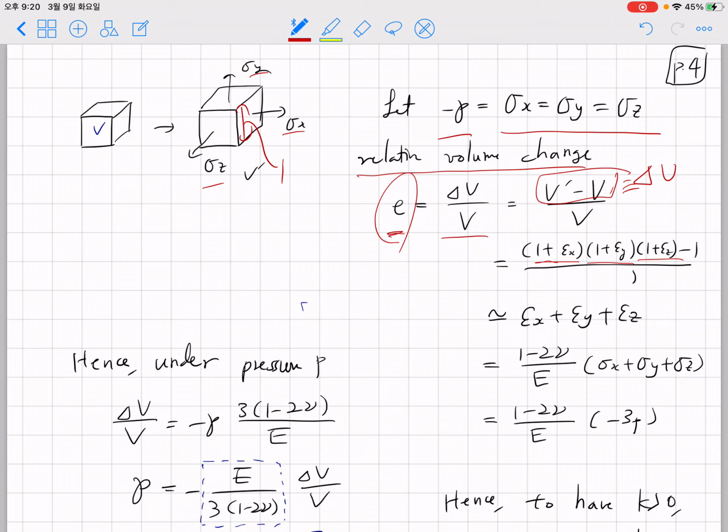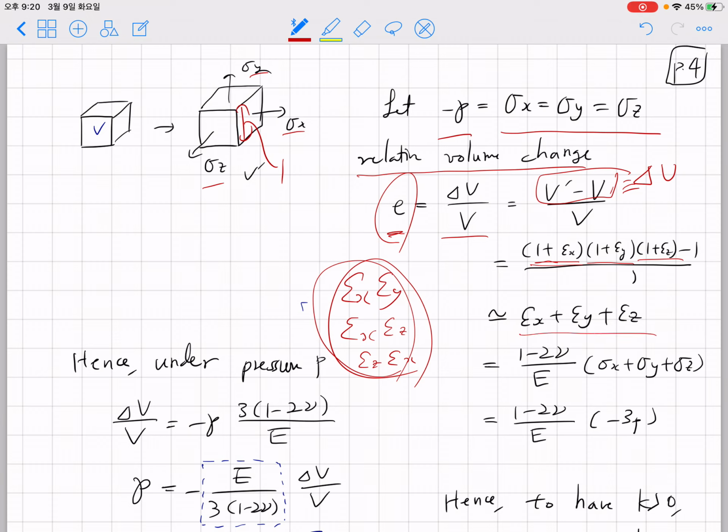Okay, so after plugging in these relationships, and getting rid of second order terms, if you ignore these terms, because typically we are considering very small strain in our solid mechanics class, after ignoring all those second order or third order terms, you end up with epsilon x plus epsilon y plus epsilon z as the ratio delta V over V.